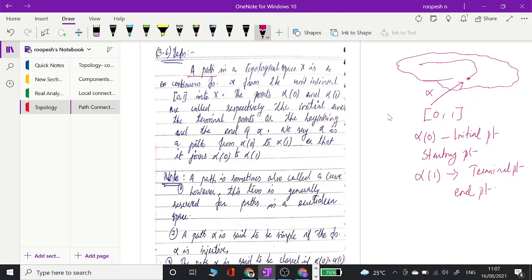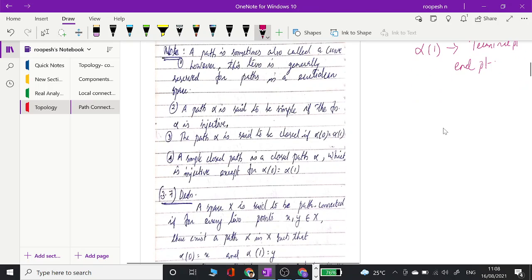Next, this path is sometimes called a curve, but we usually call it a curve in Euclidean spaces. That is note one. Then the next one is when we say that a path is simple. It's said to be simple if alpha is one-one, or we may say injective, then alpha is simple. So, a simple path.